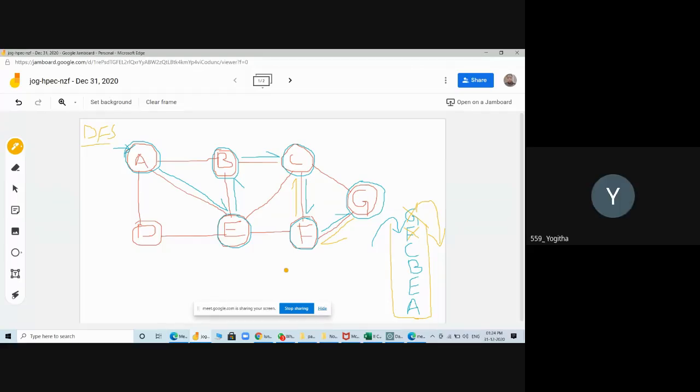Yes, sir. Again, repeat steps 3, 4, 5. Already I told you. Now we are at C. Now check any unvisited adjacent node of C. Is there any unvisited adjacent node for C? No, sir. If it is no, what should we do? Backtrack and pop. Here C to B. Now we move to B. Correct.